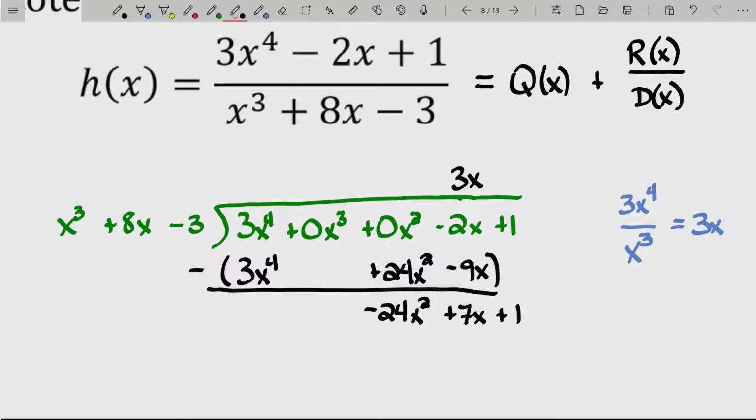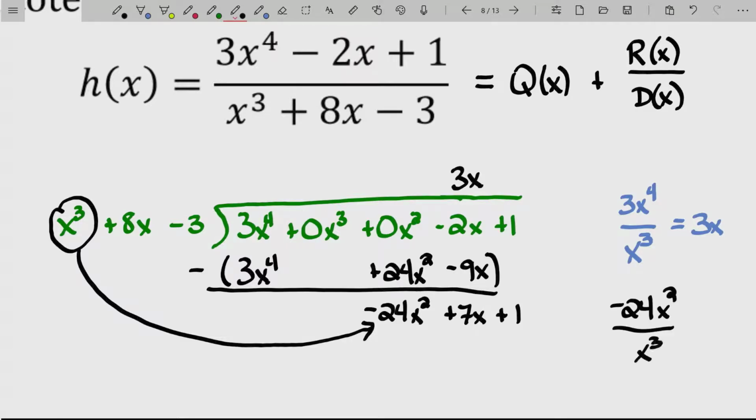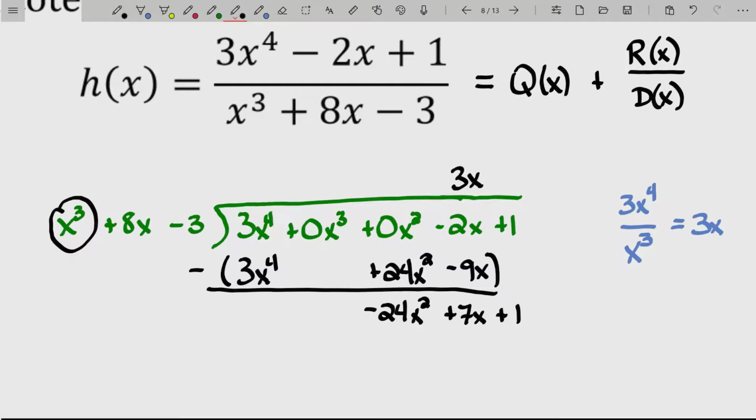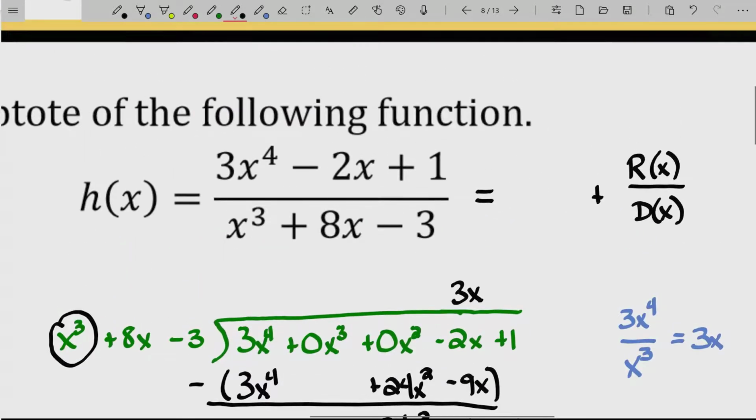And then you ask, how many times does x cubed go into that? If it's a fraction, as far as a rational function where the denominator is x cubed, then it doesn't go in nicely. And I'm telling you right now, it doesn't go in nicely because a negative 24x squared, x cubed does not cancel nicely into that. Not like in the first case, x cubed totally canceled into x to the 4th nicely. But x cubed does not go into x squared nicely. So we are done. The quotient in this case is 3x.